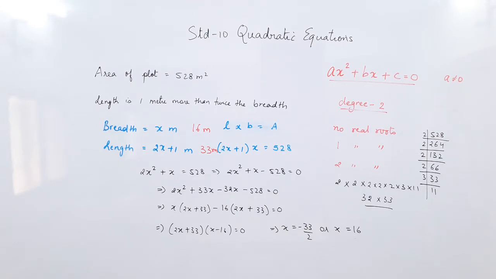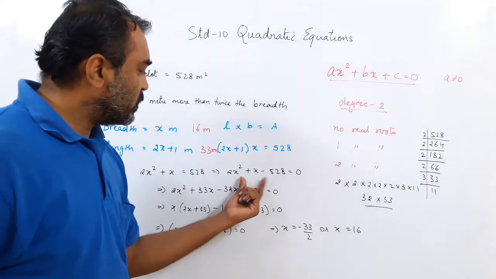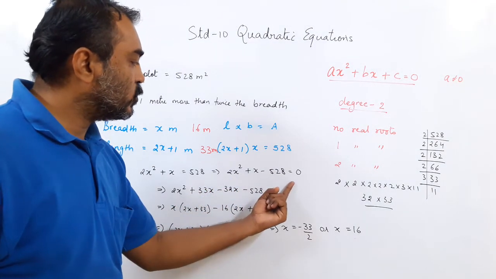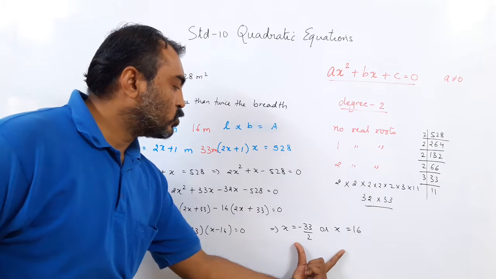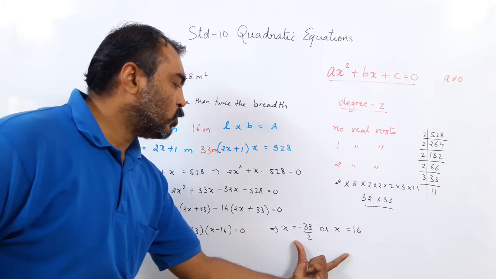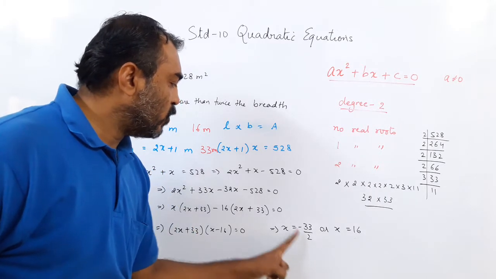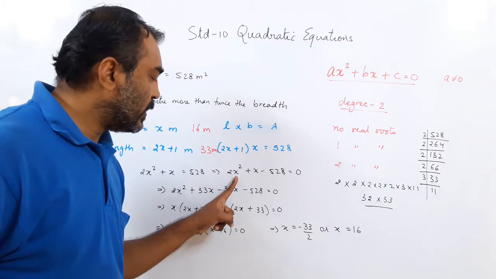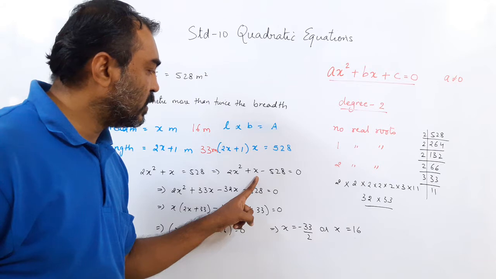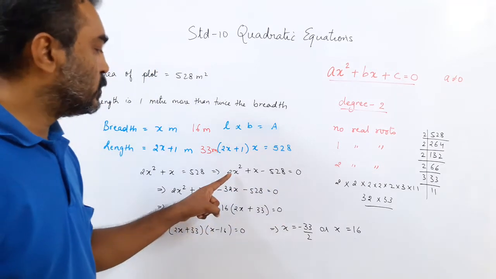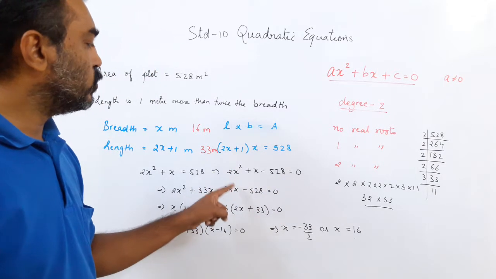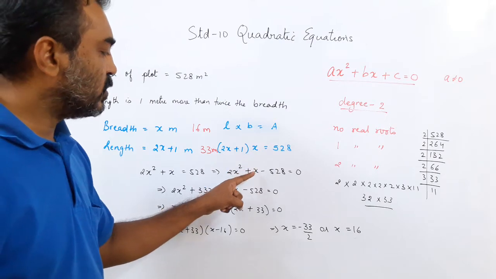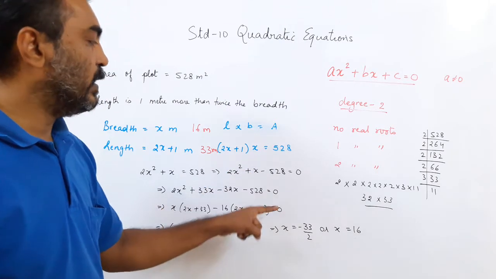Okay. Now before we change this, you have also understood this is my quadratic equation 2x square plus x minus 528 equal to 0, and these are the roots or the solutions. What does the root or solution mean? If I put the value of x here as minus 33 by 2, I should get a 0. Means 2 into minus 33 by 2 the whole square plus minus 33 by 2 minus 528.